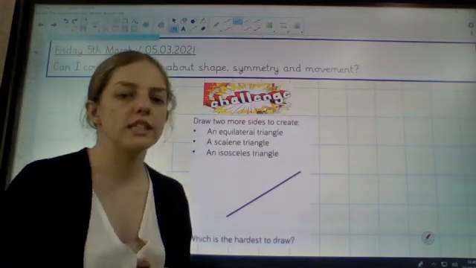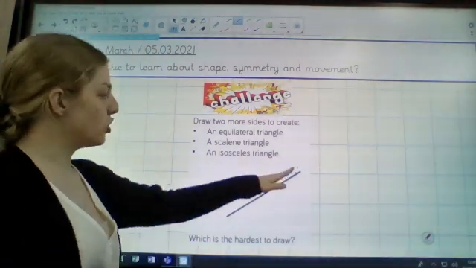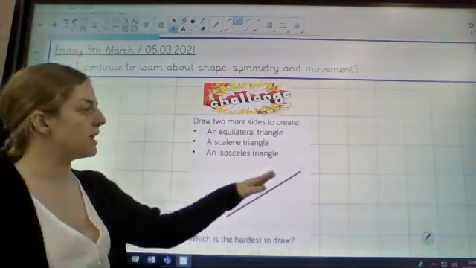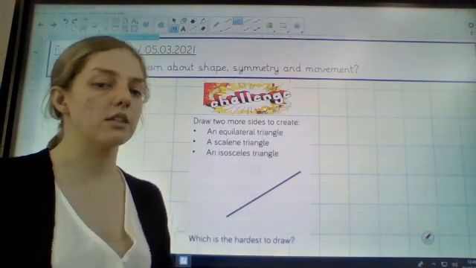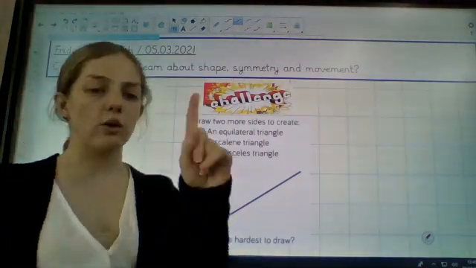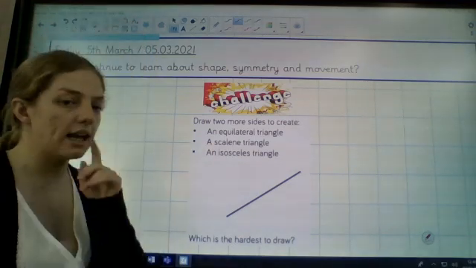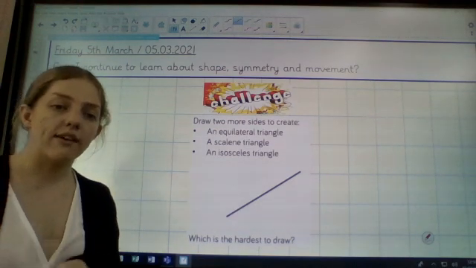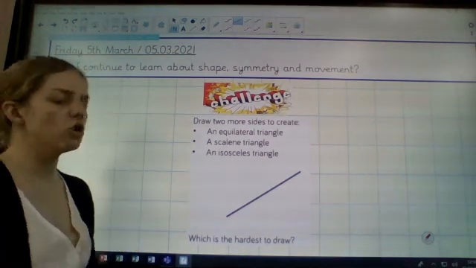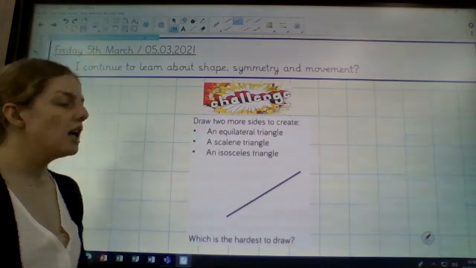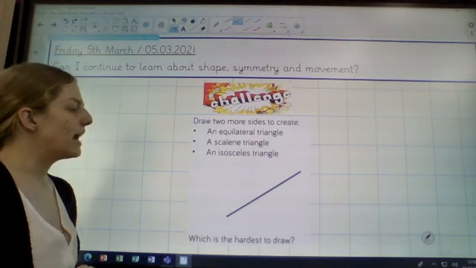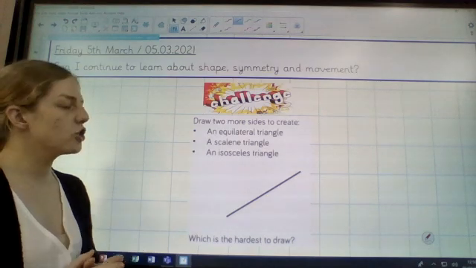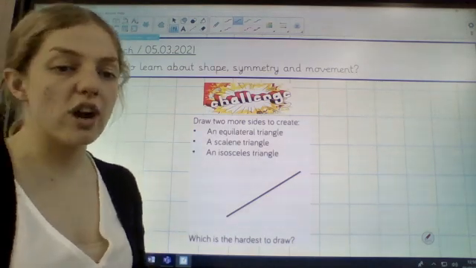So your challenge for today is to draw two more sides onto this to make three separate triangles. So you're going to use the same line, but you're going to do it 3 times. So your first one, you're going to draw an equilateral triangle. Now we all know that equilateral triangles all have the same measure for the sides, okay, and they all have the same angles. They're all equal. You're going to have a scalene triangle where none of the sides are the same, and then you're going to have an isosceles triangle where two sides measure the same, okay? And just a quick reflection at the end, which one was the hardest triangle to draw?